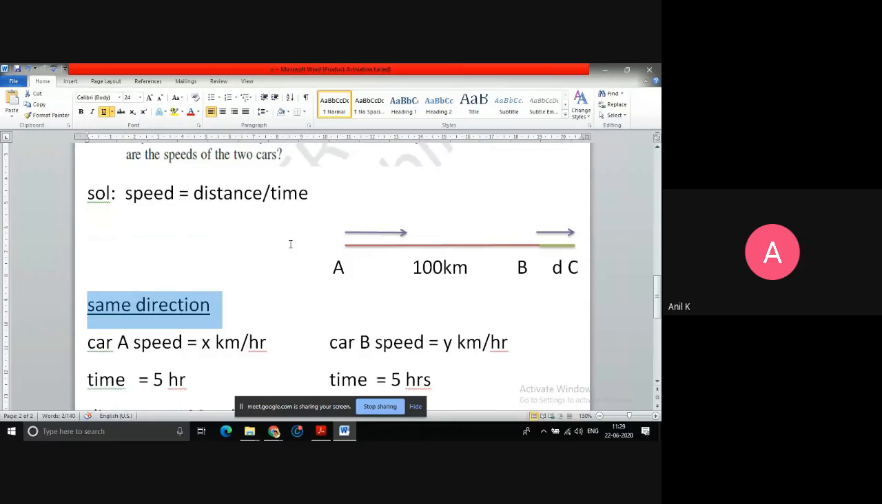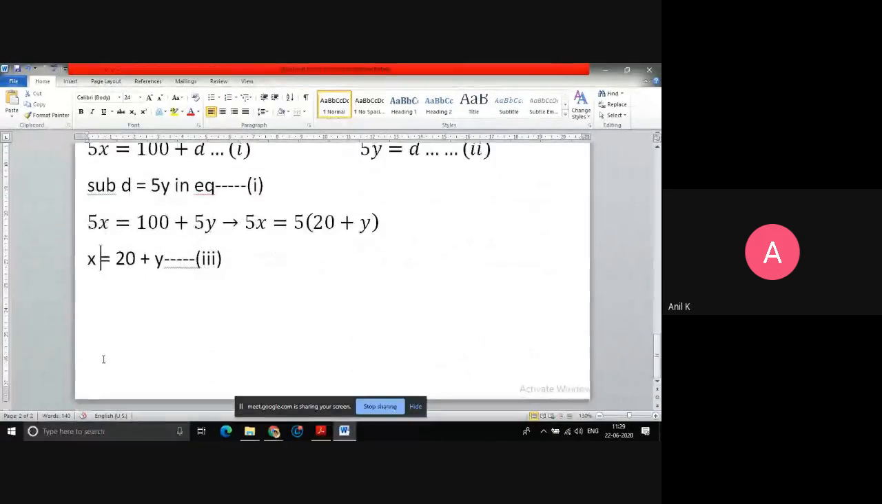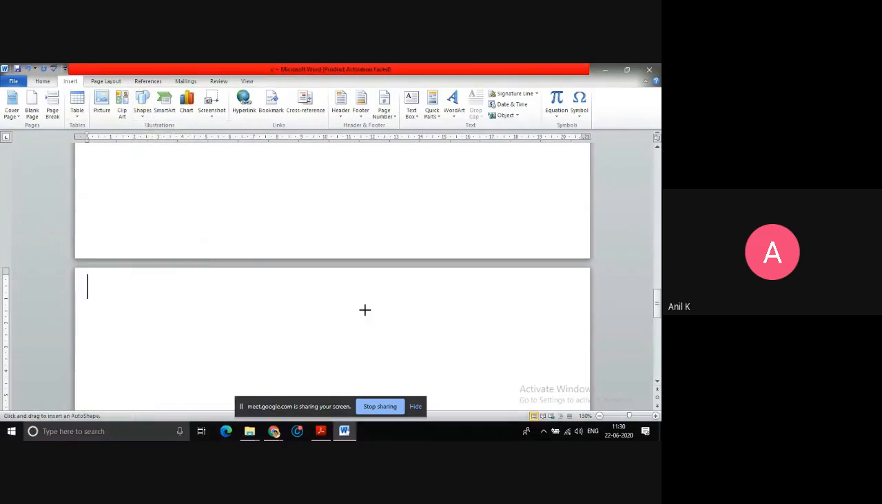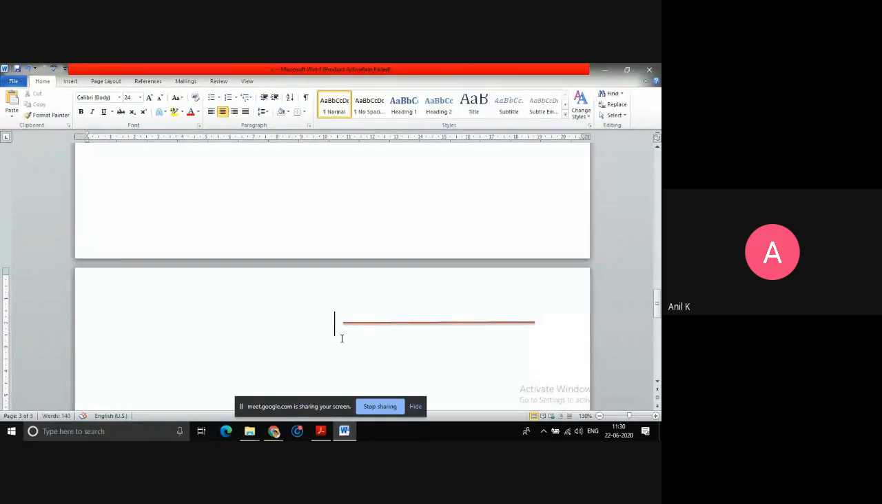Now I have not completed reading the question yet. The next step: if they travel towards each other, they meet in 1 hour. So what do you mean by this? They travel towards each other. So let me draw the diagram again here. I'll go to the next page. Insert shape, straight line. Again, 2 cities: one city is at A, another city is at B.